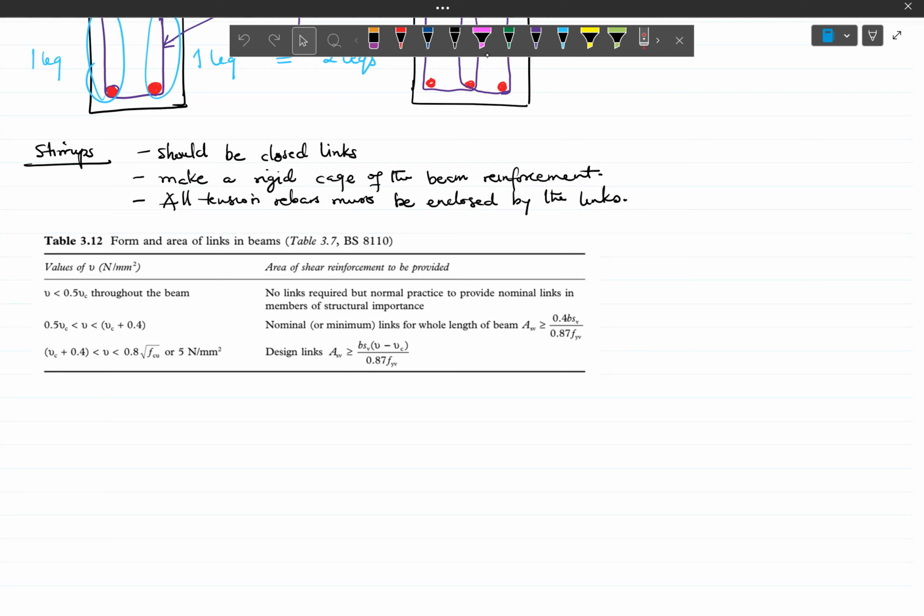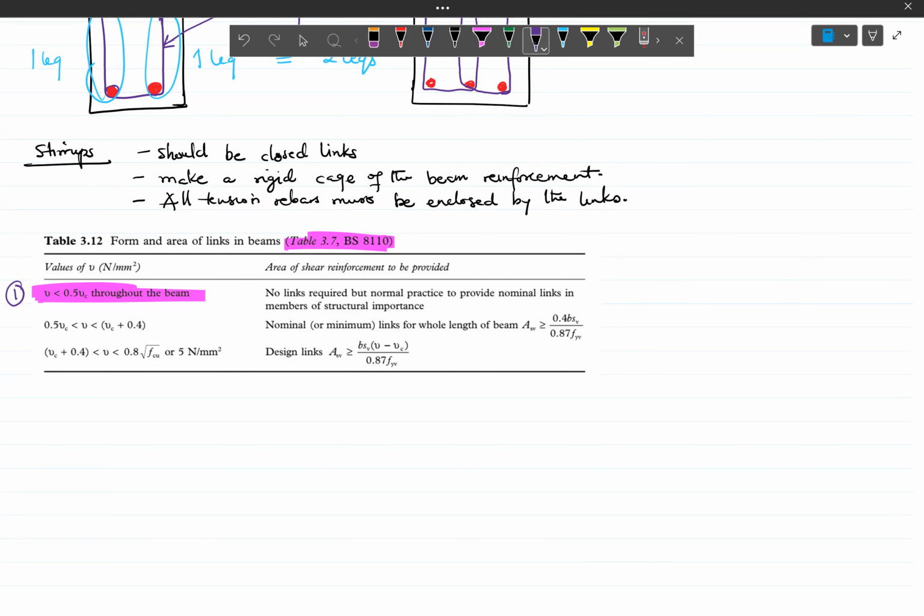If you look at the first part right here, if the shear stress is less than half of the concrete shear stress, then you don't need any stirrups. That's what the code says, from table 7, BS 8110. So that's the first one. When you are checking whether you need stirrups or not, you go through these 3 checks and see which one would govern.